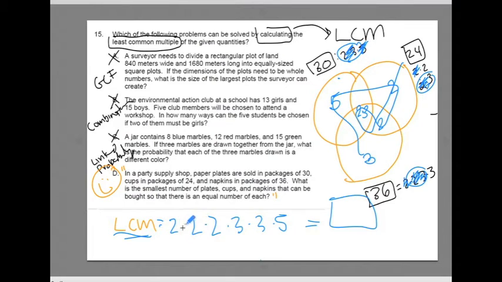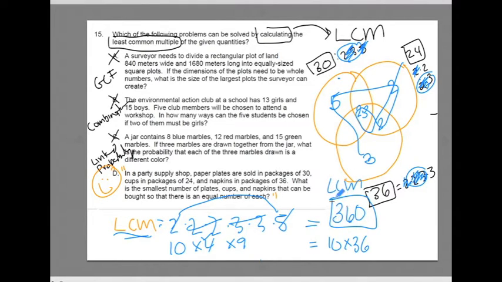So let's see. 2 times 5. What's 2 times 5? 10. Cross those out. 2 times 2, 4. 3 times 3, 9. What's 4 times 9? 36. So now we can rethink this as 10 times 36, which is the product of 10 times 36 is 360. So the lowest common multiple using the Venn diagram would also get us to 360.